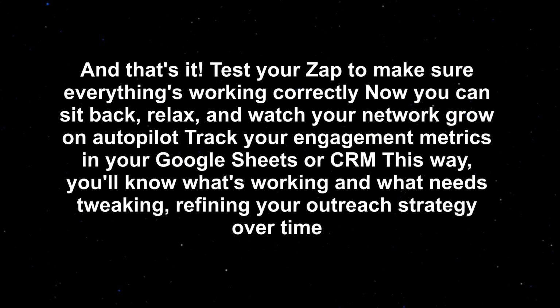And that's it. Test your Zap to make sure everything's working correctly. Now you can sit back, relax, and watch your network grow on autopilot. Track your engagement metrics in your Google Sheets or CRM. This way, you'll know what's working and what needs tweaking, refining your outreach strategy over time.